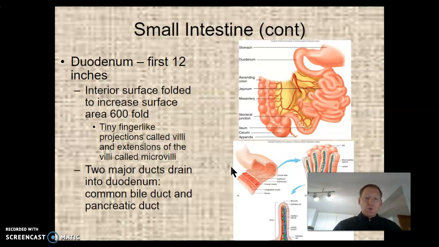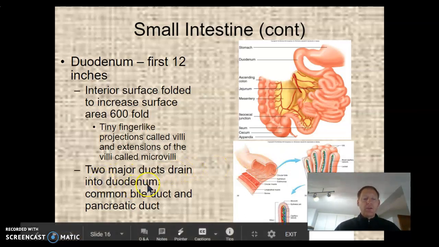So it is huge. And the other important thing that's happening at the duodenum is you have 2 major ducts that drain in there, what's called the common bile duct and the pancreatic duct. And we'll talk about that in a little bit.